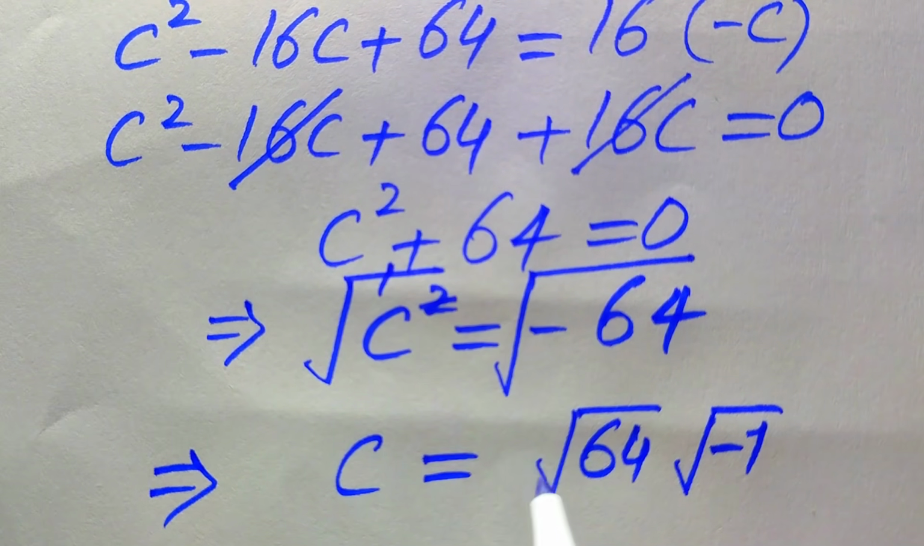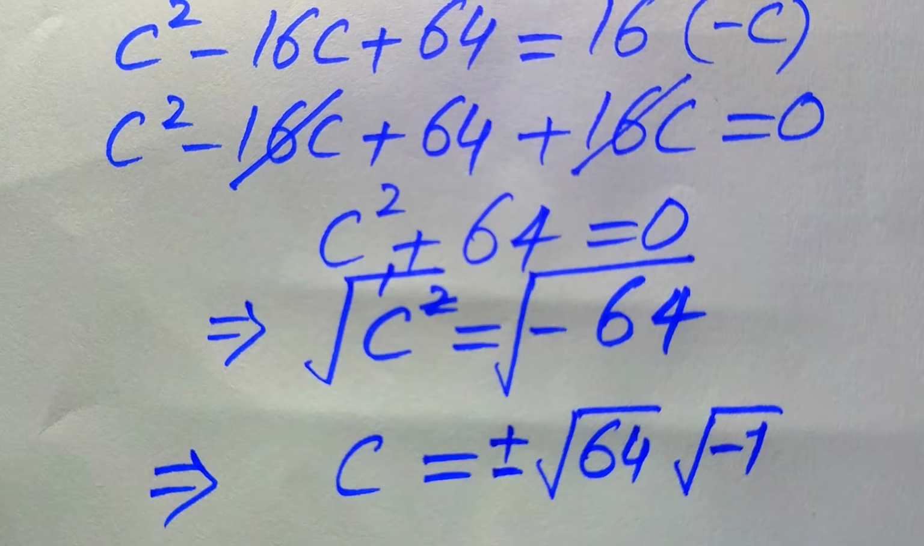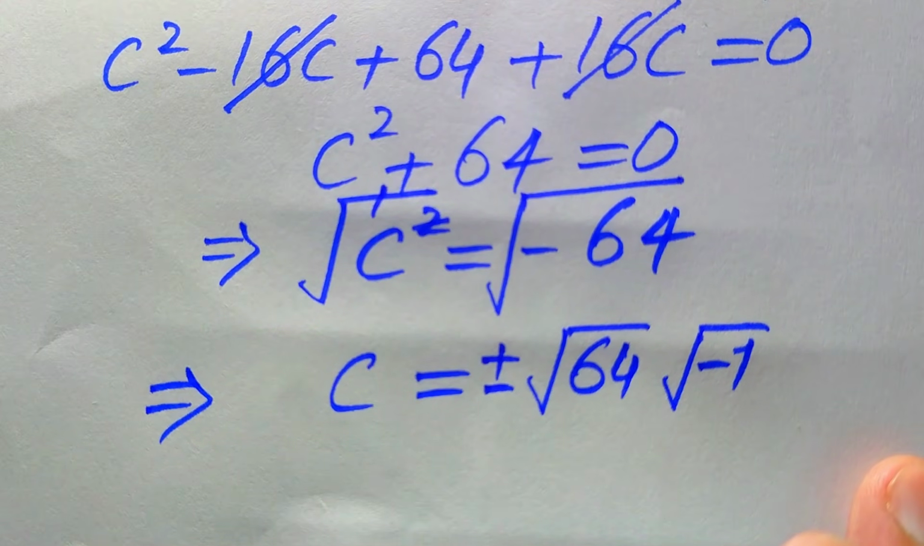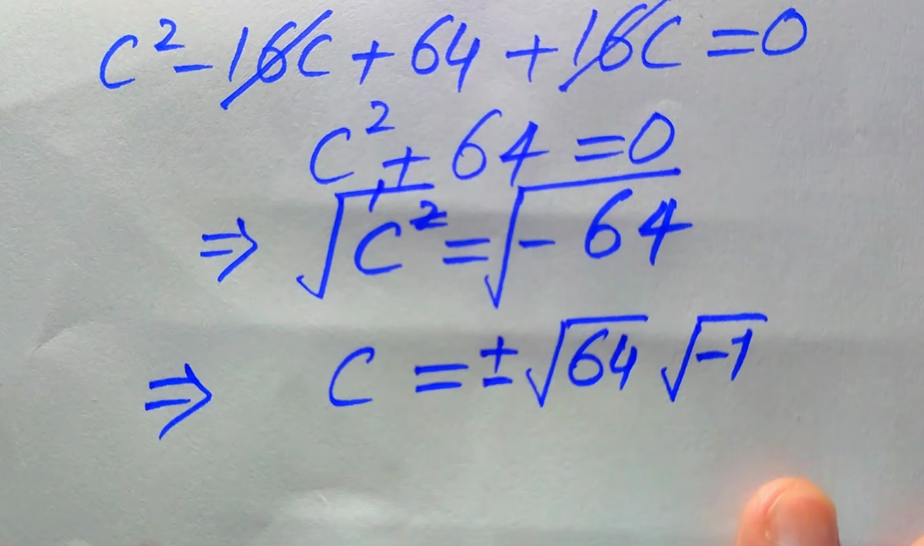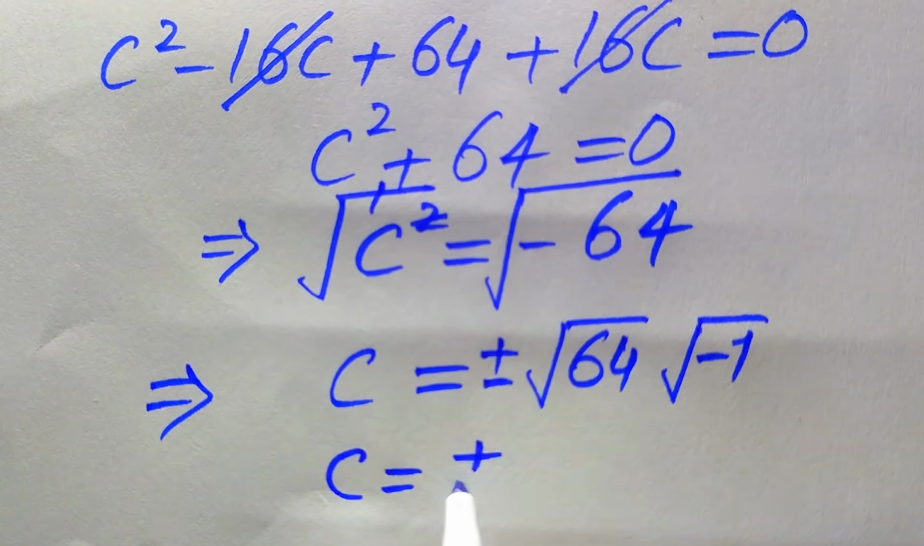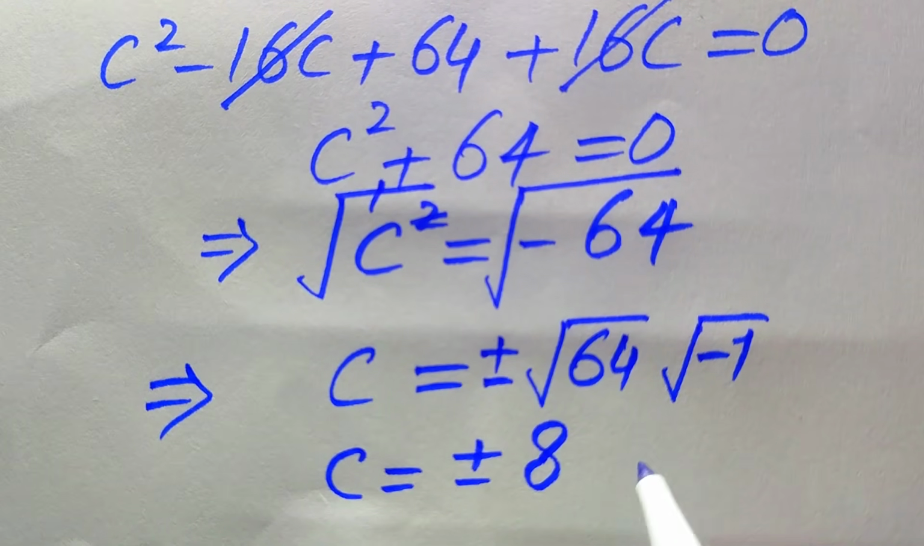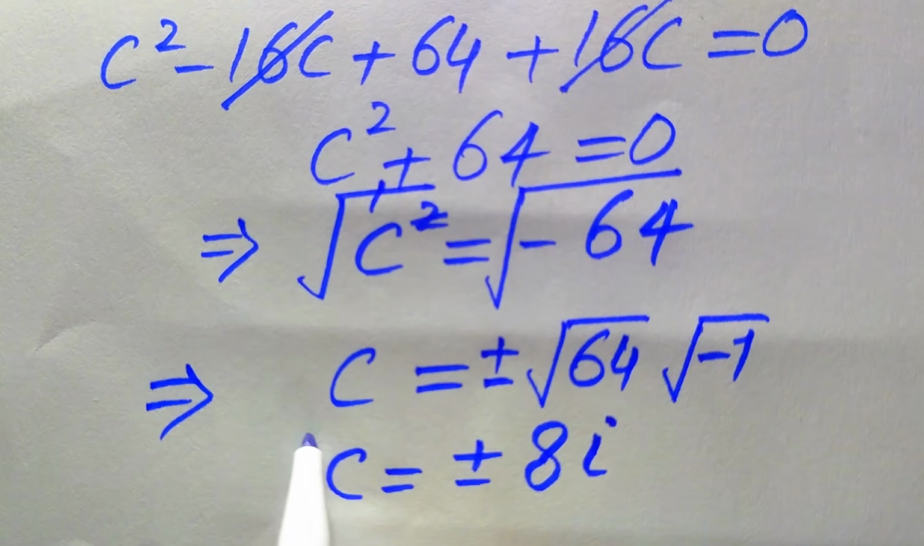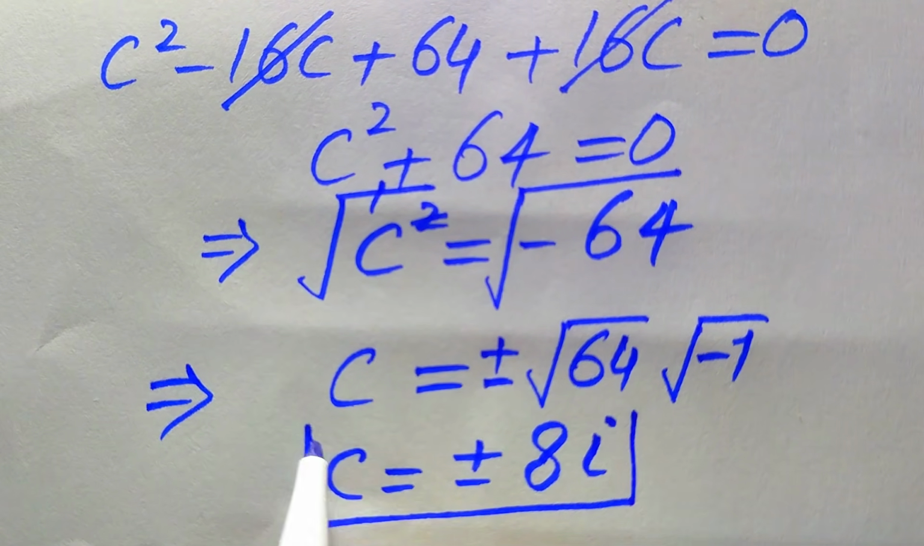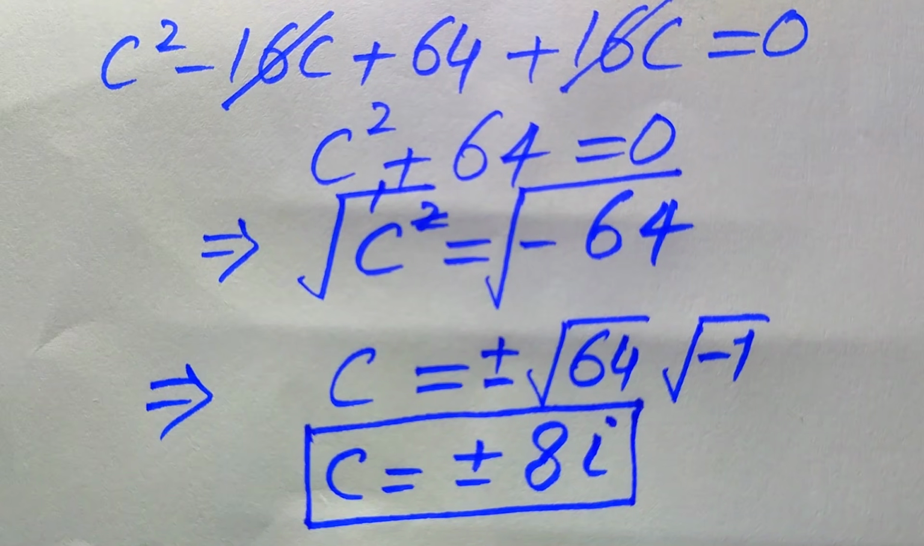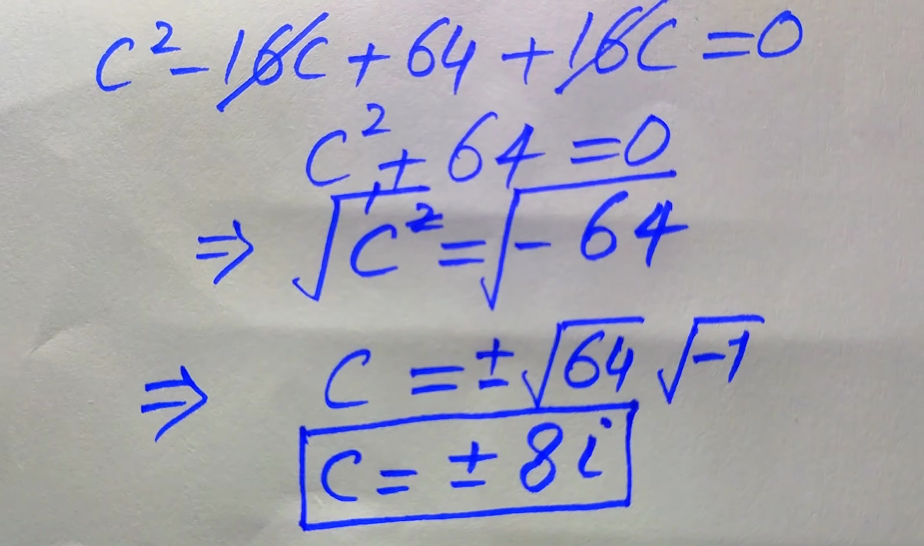Also, since we apply square root on both sides, we write a plus minus sign on any one of the sides, so we write it on the right hand side. Further we have c is equal to plus minus, we know that square root of 64 becomes 8. Also square root of minus 1 is equal to iota. So finally we get these two complex roots of the given equation, and we cannot get any real root of the given equation.